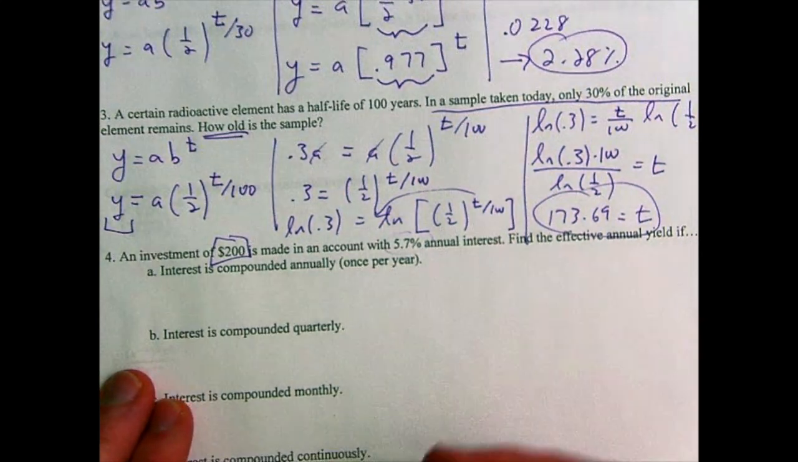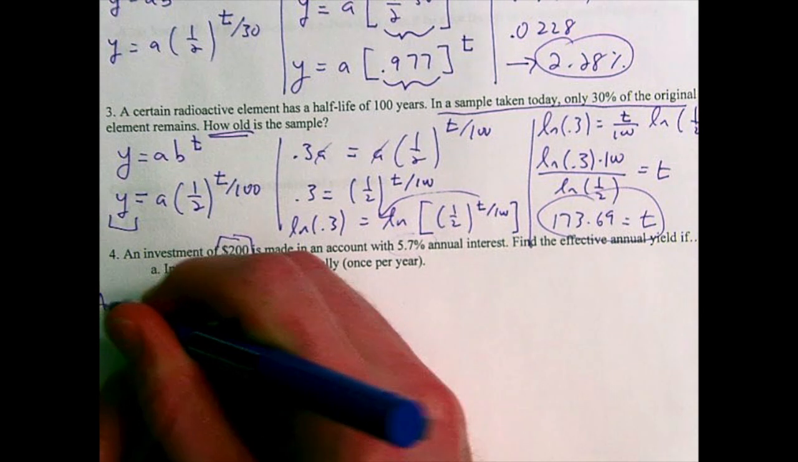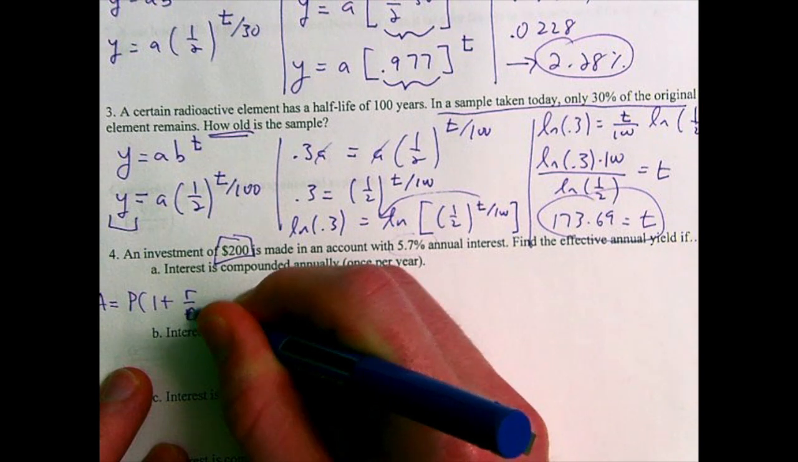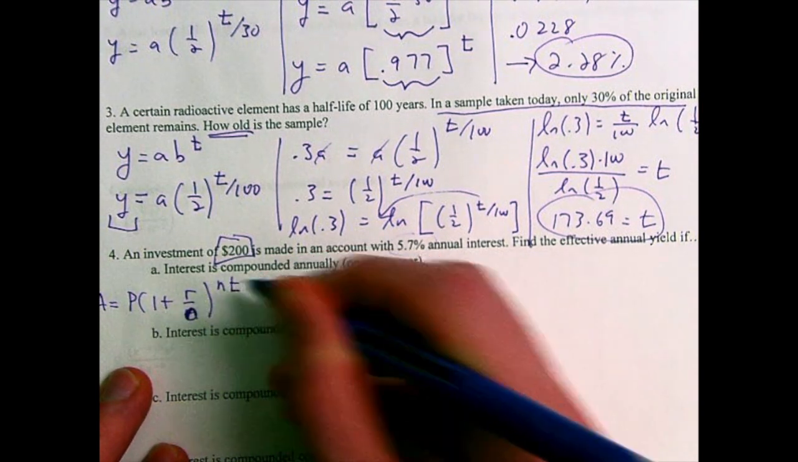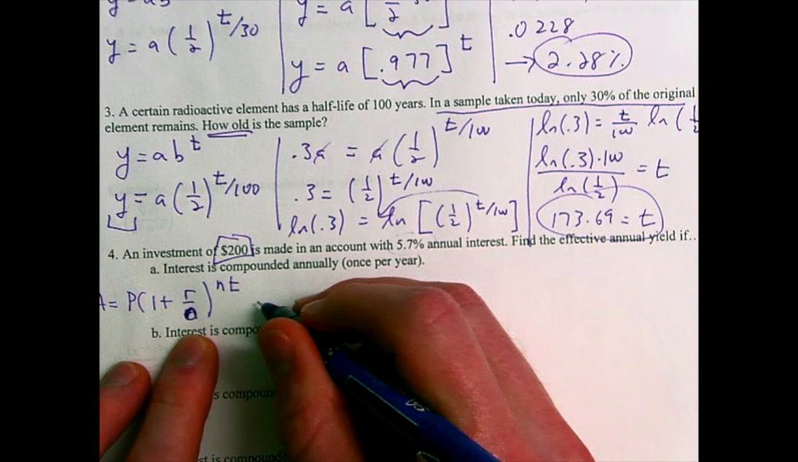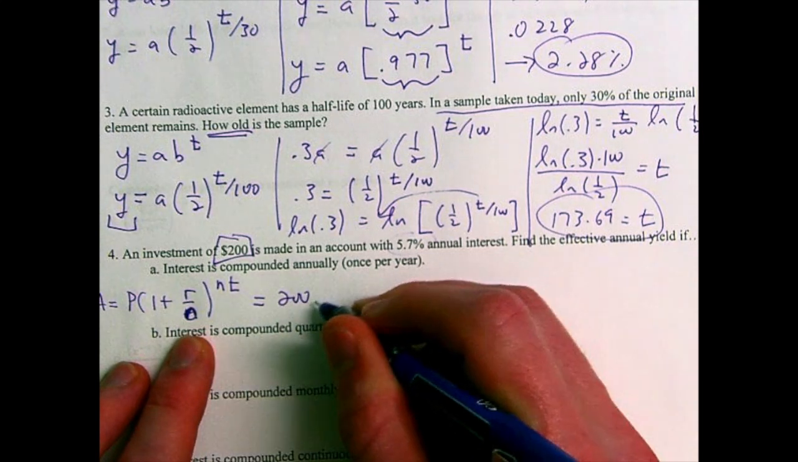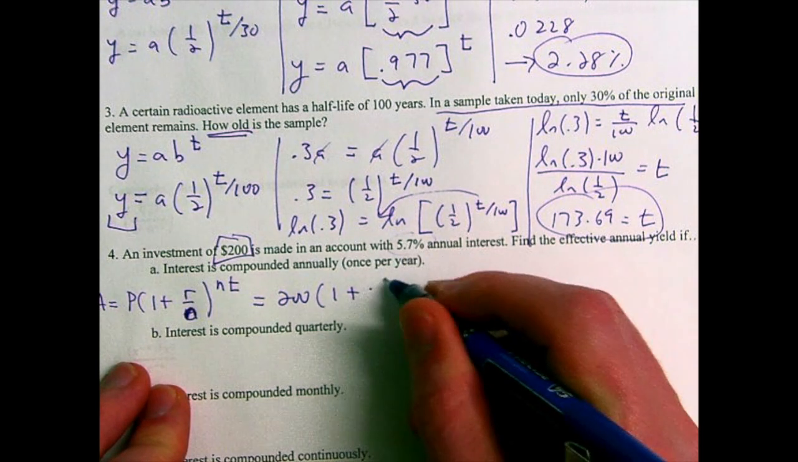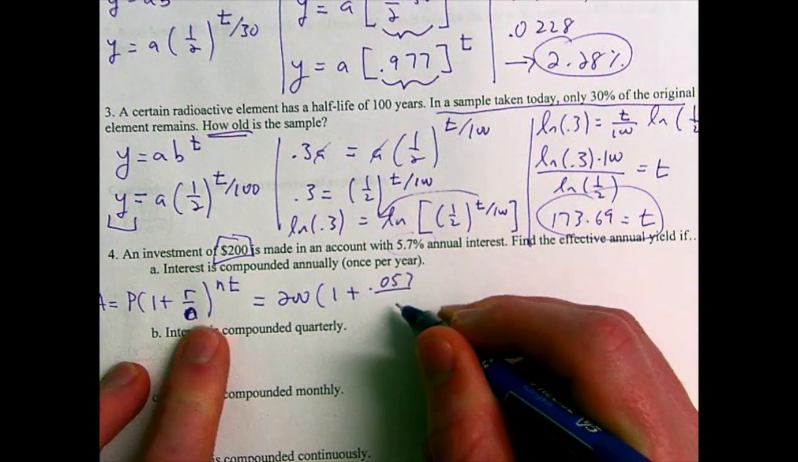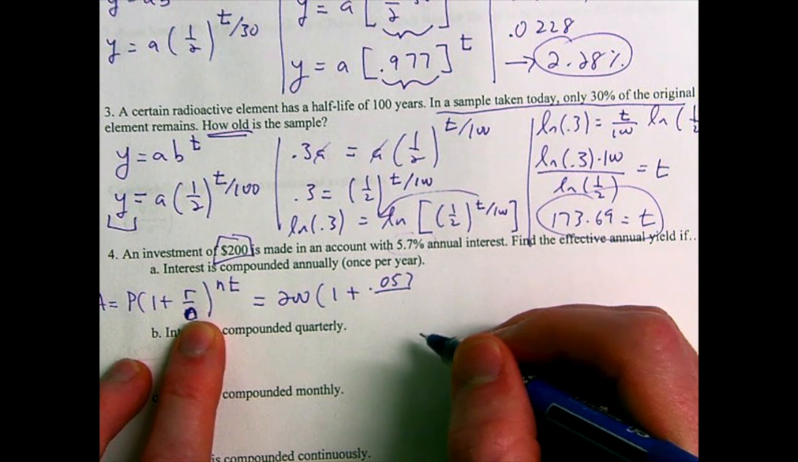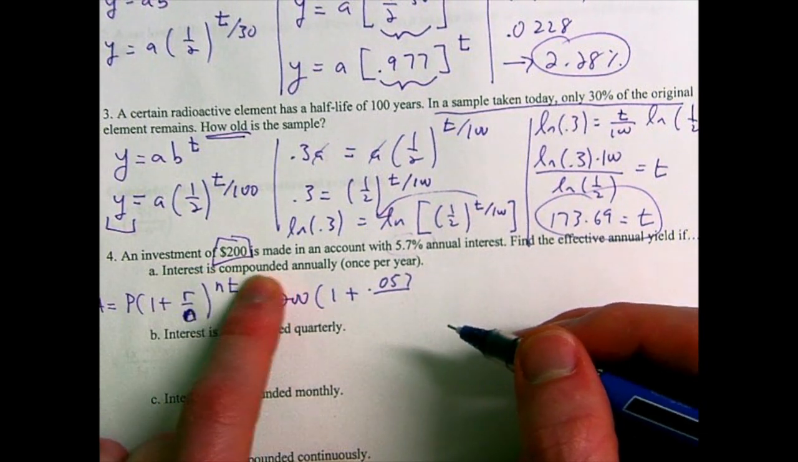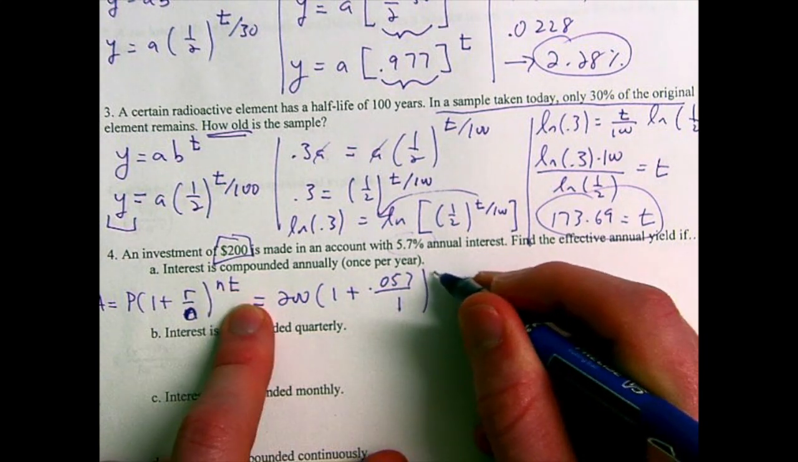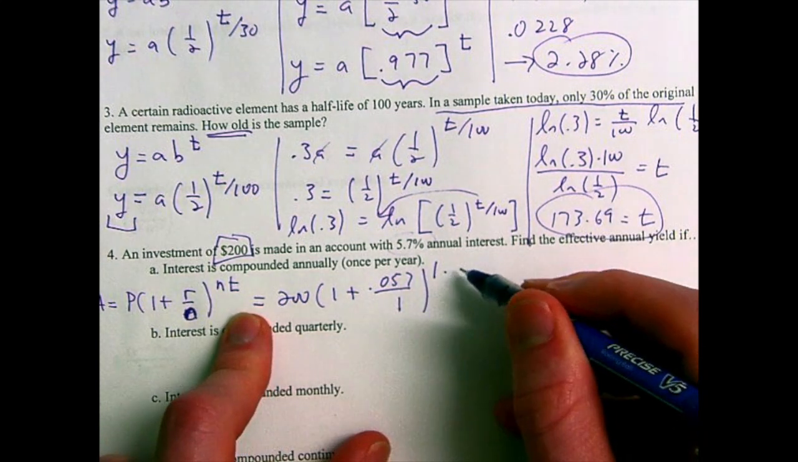So if you like, we can use our compound interest formula. Here it is. Oops, that should be an n to the nt. So yeah, p is the initial amount, which is 200, and then 1 plus r is the percentage annual interest, written as a decimal. That's 0.057 over n, number of times compounded per year. In this example, in part A, we're compounding annually once per year, so n is 1. Raised to the nt, that's 1 times, well, we don't know what t is, it doesn't really matter.